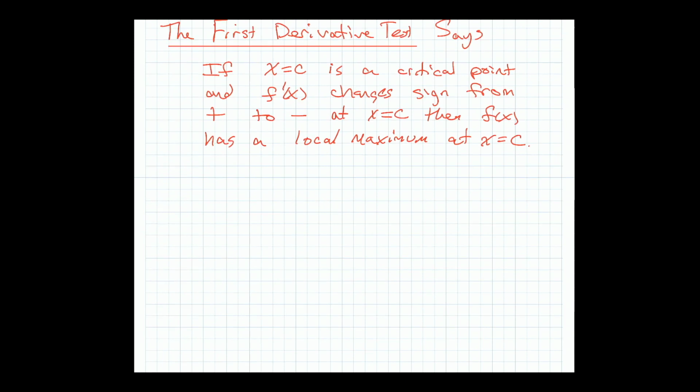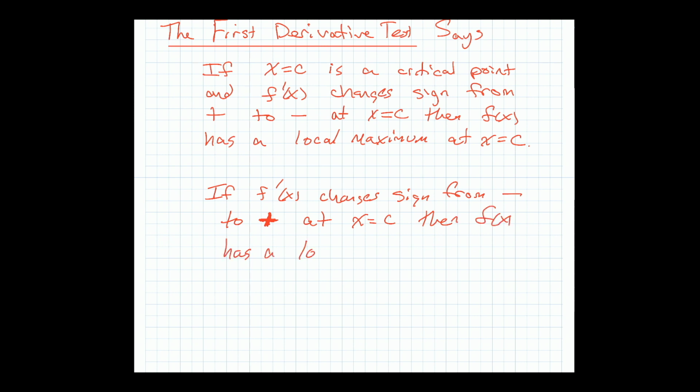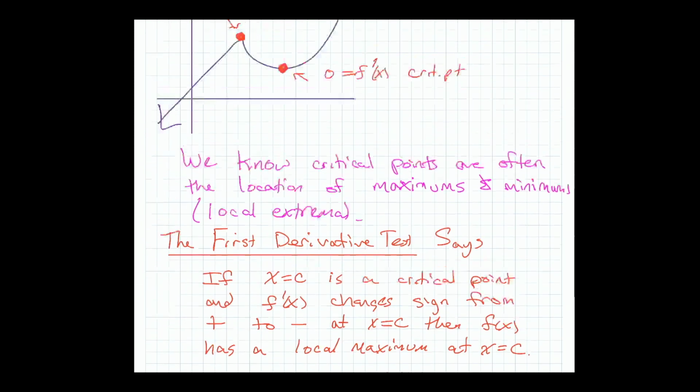I'm going to write the other one for the minimum, and then we'll draw the picture. So, if f prime of x changes sign from minus to plus at x equals c, then f of x has a local minimum. All right, now let's look at the picture. Let's just actually look at this picture.